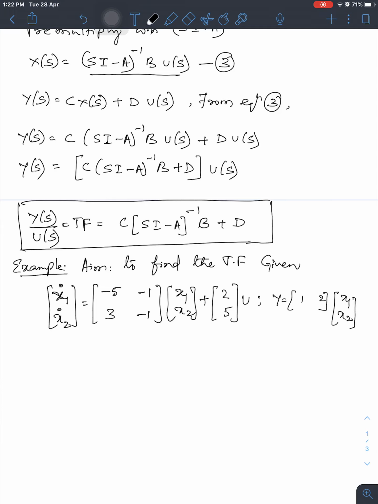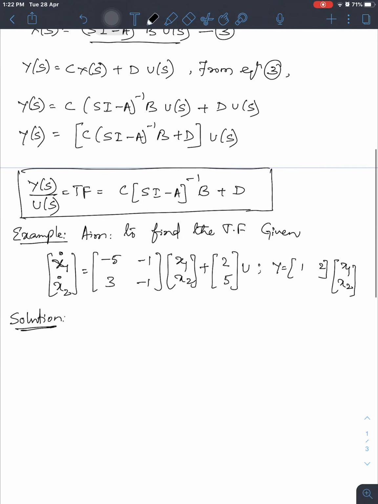So we have these two equations, we are supposed to get the transfer function. Isn't it simple? It's a simple correspondence and computation. We may have to do the operation of matrices, that's all. So how to go about this? The solution is simple. We may have to compare the given equations with x dot equal to Ax plus Bu.